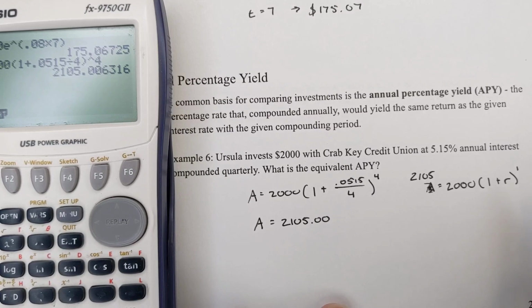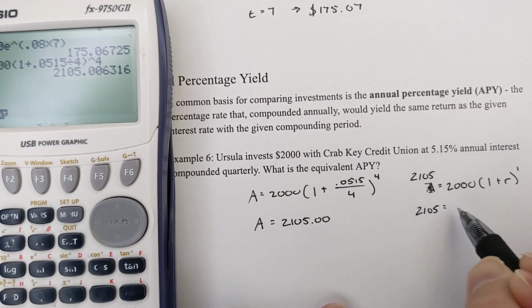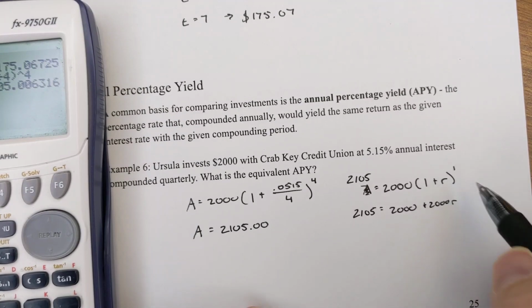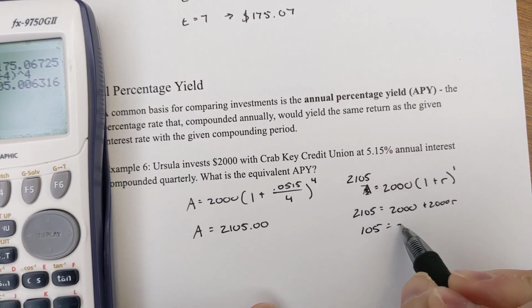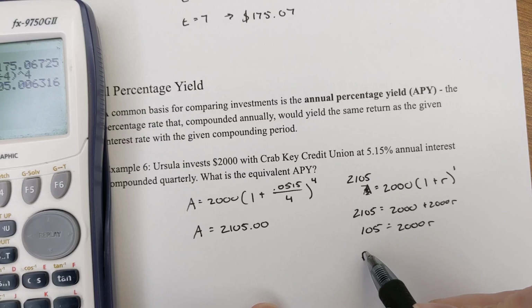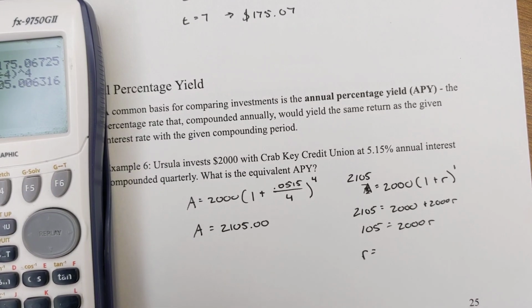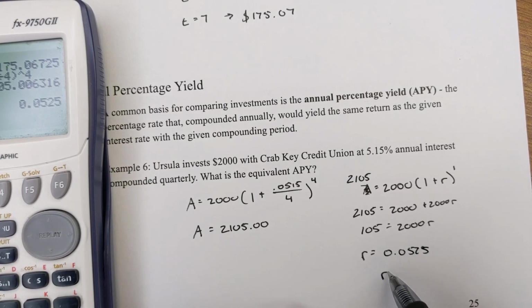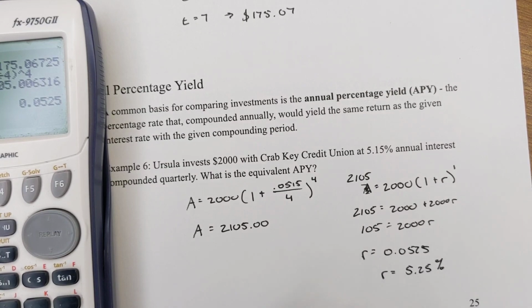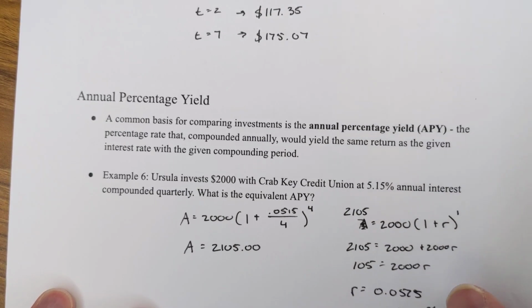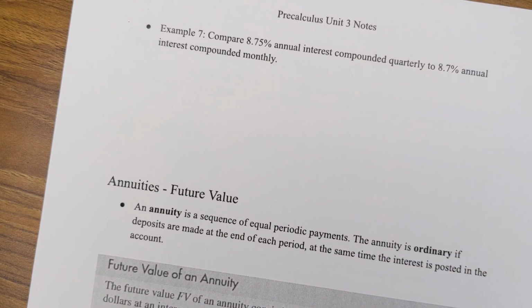So let's see here. This will become 2105 is equal to 2,000 plus 2,000r. I can distribute because the exponent is just 1. So subtract the 2,000 across. Now divide everybody by 2,000. So 105 divided by 2,000 is 0.0525. So the effective annual interest rate is 5.25%, even though the quarterly interest rate is 5.15. Usually the annual interest rate will have to be more in order to catch up for the compounding.